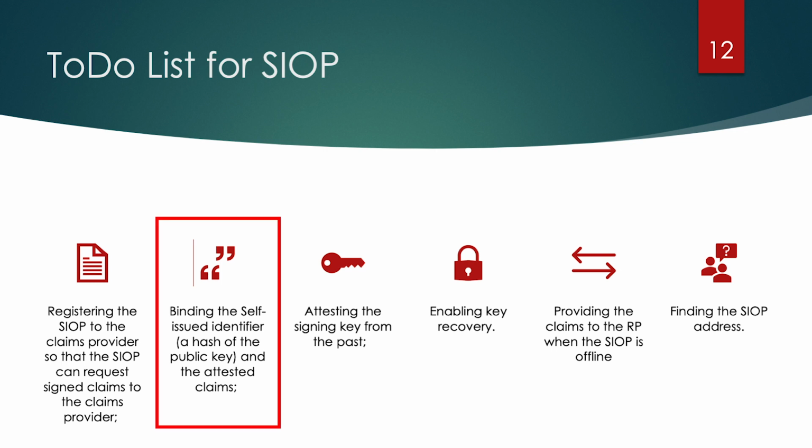And then the second thing I'm going to talk about is binding the self-issued identifier. In the case of a self-issued OpenID provider, the user identifier is a hash of the public key. And you need to bind that to the claims so that the receiver of the attested claims can relate those claims to the user who's logging in with the self-issued identity provider or self-sovereign OP.